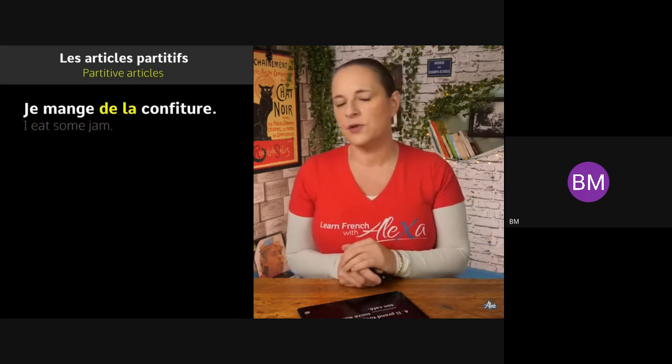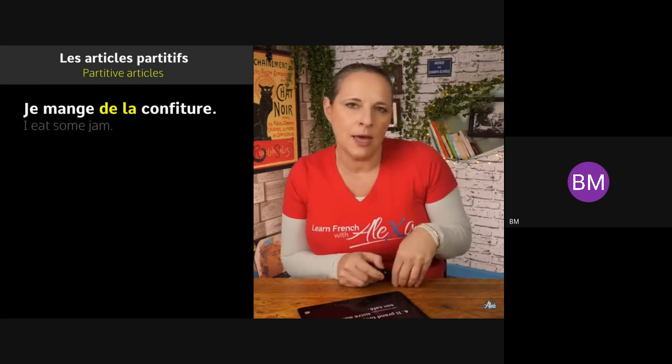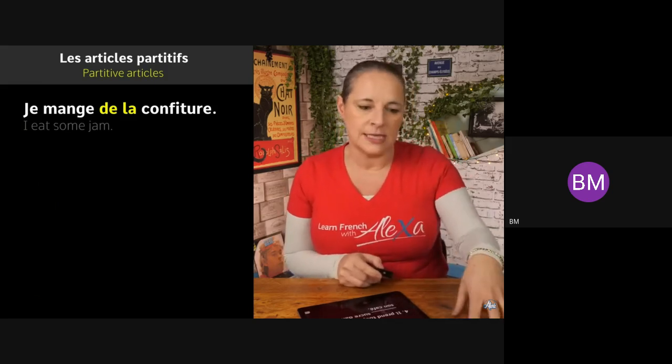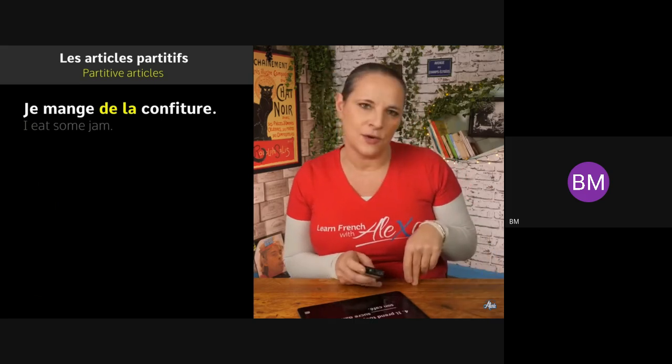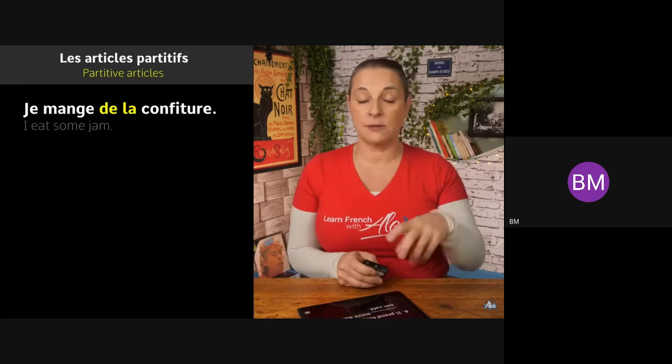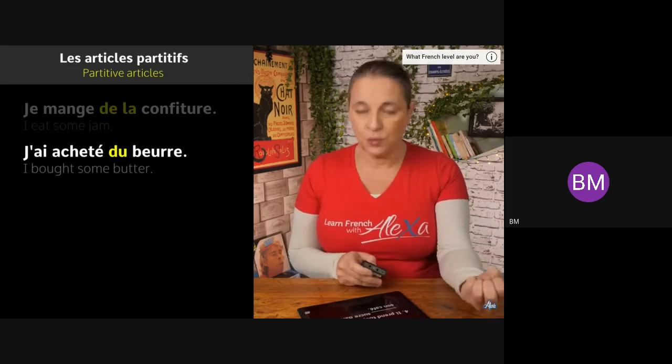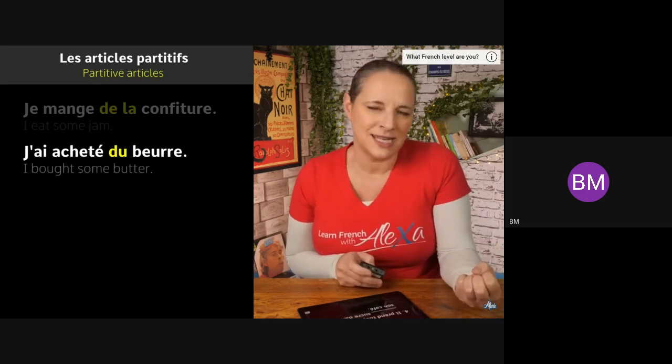Je mange de la confiture. I eat some jam. Because confiture is a feminine singular noun, we must say de la confiture, okay? If you wanted to use a masculine singular noun, for example, we could say j'ai acheté du beurre. I bought some butter. Here we use du, okay, because beurre is masculine singular. We can't say de le beurre, okay? We need to say du.